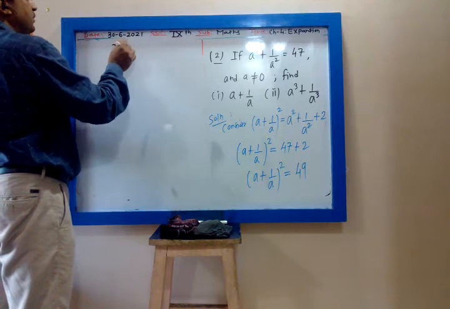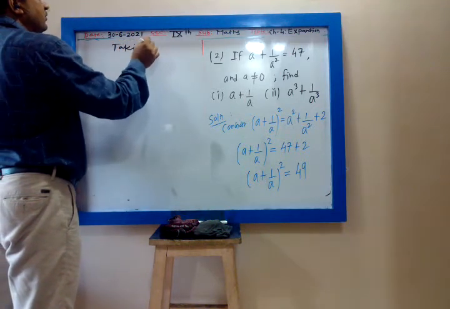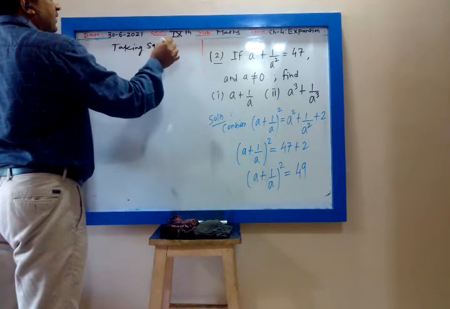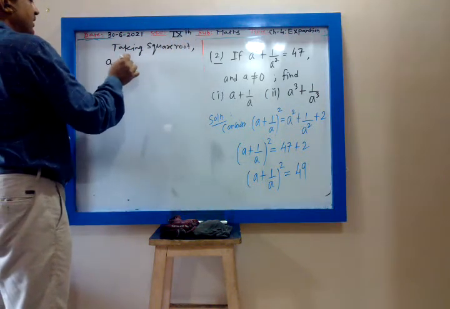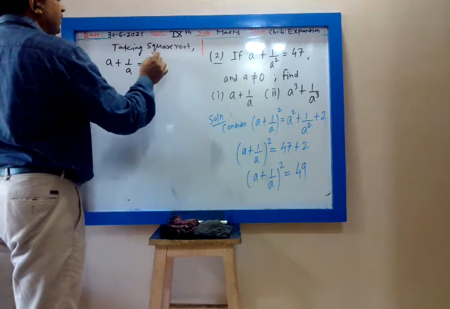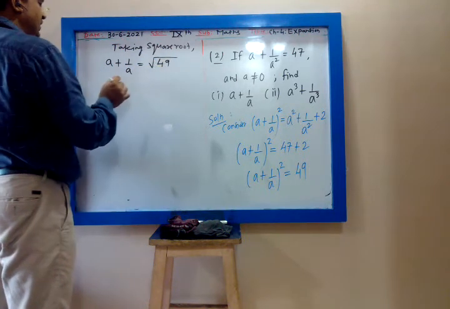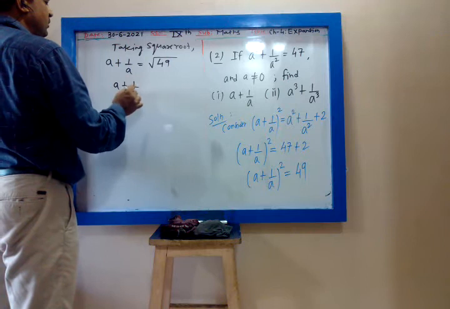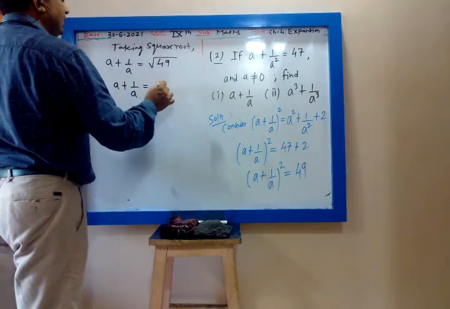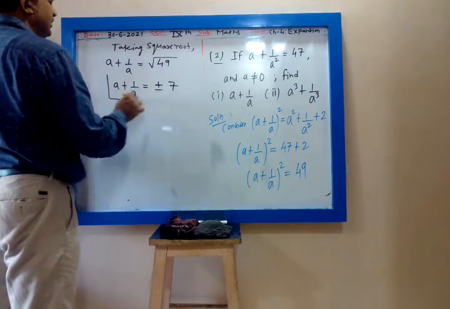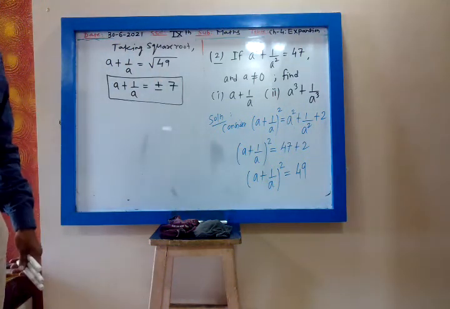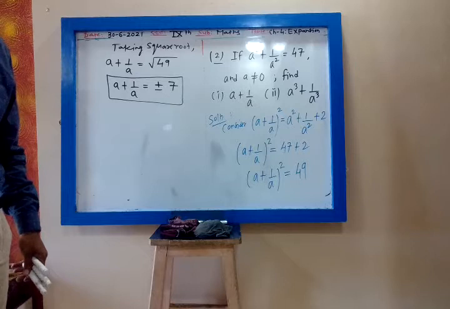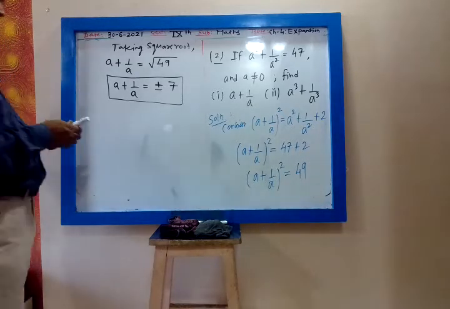Taking square root, you will get a plus 1 upon a is square root of 49, which is plus minus 7. You have to take both the signs, plus 7 as well as minus 7. So the first part is over.